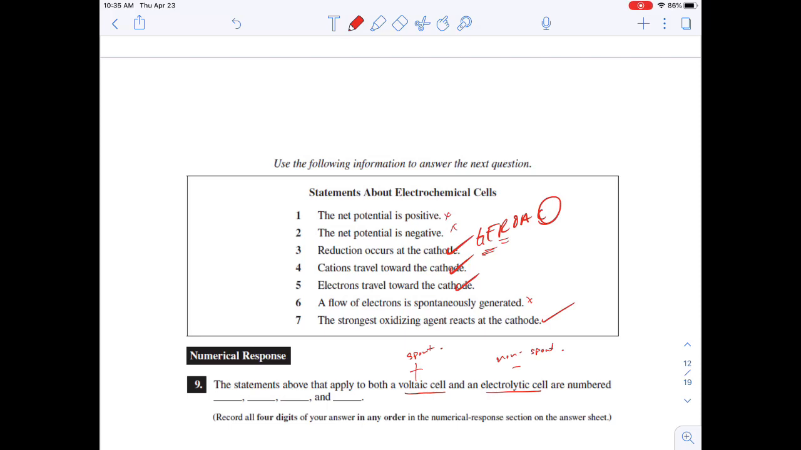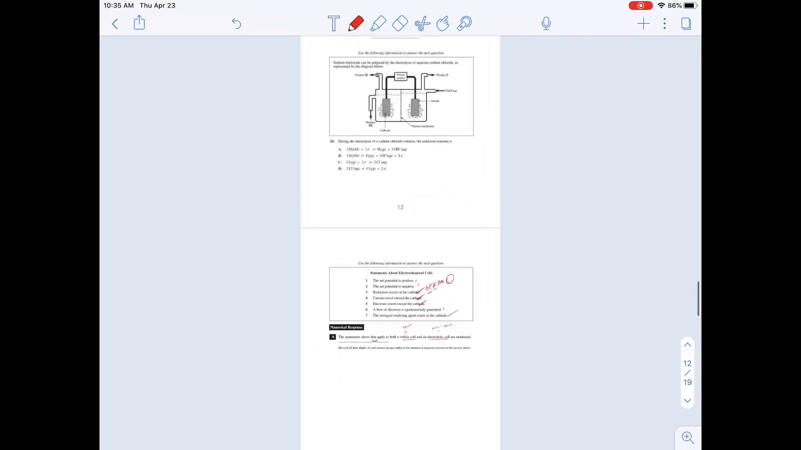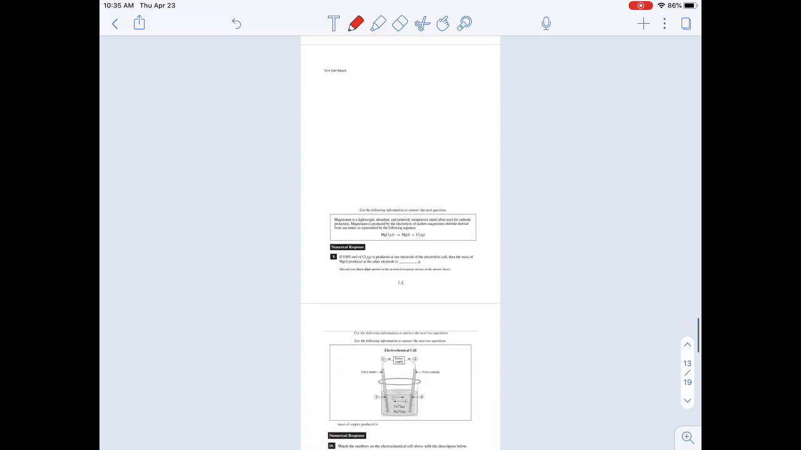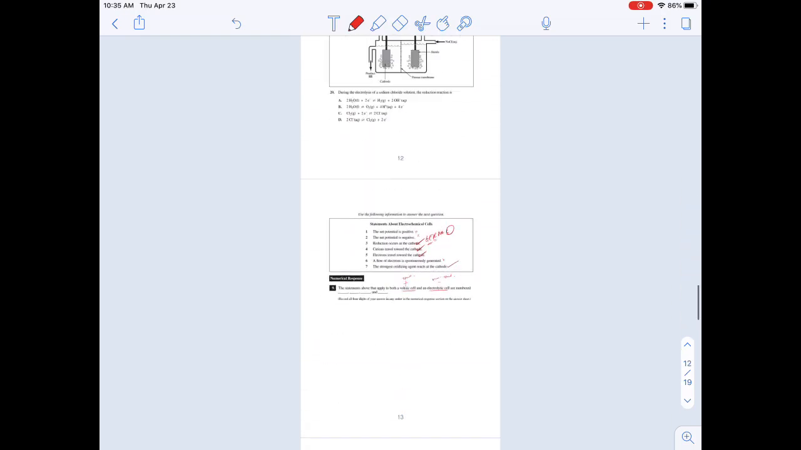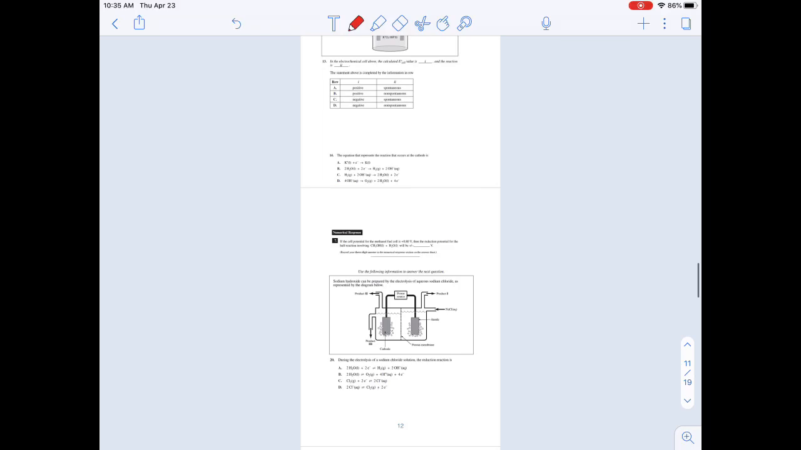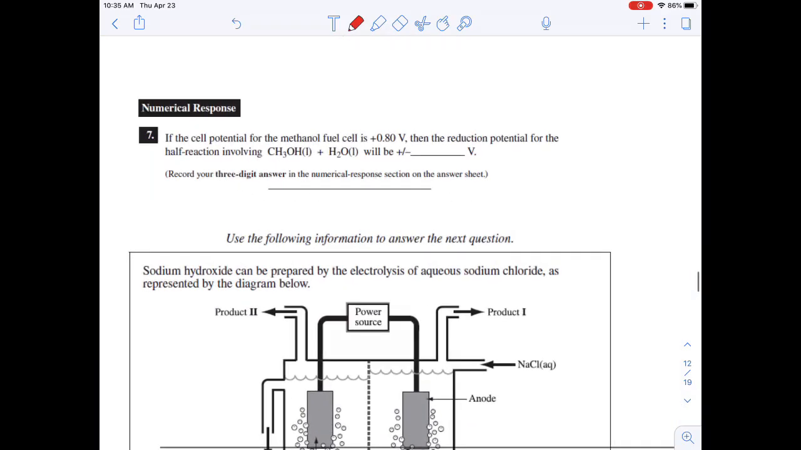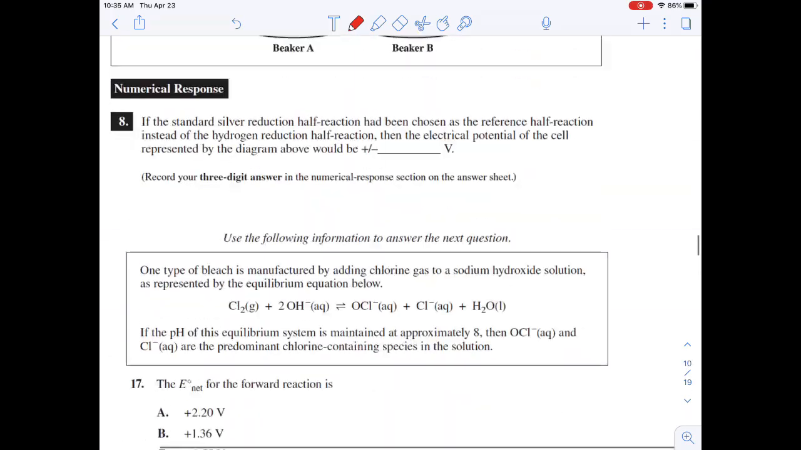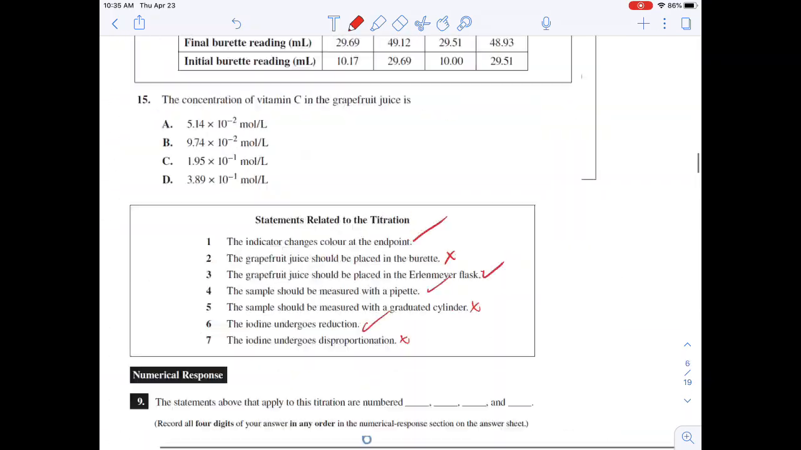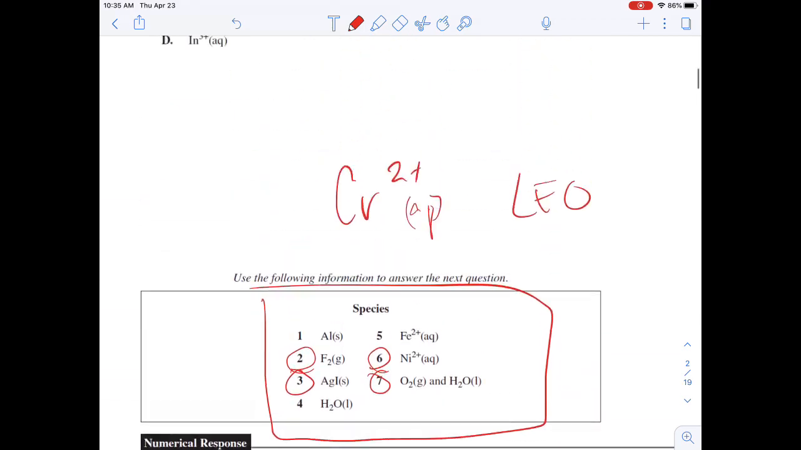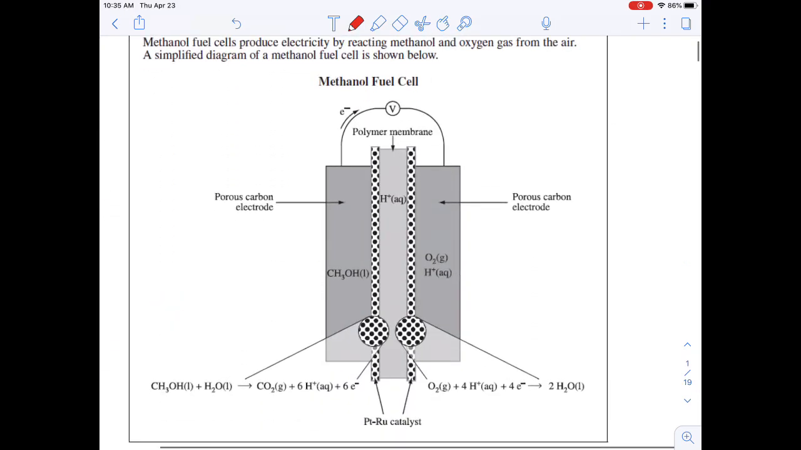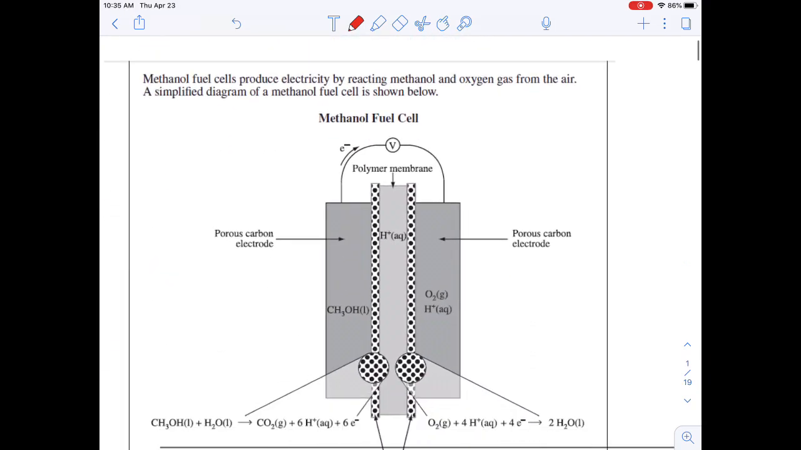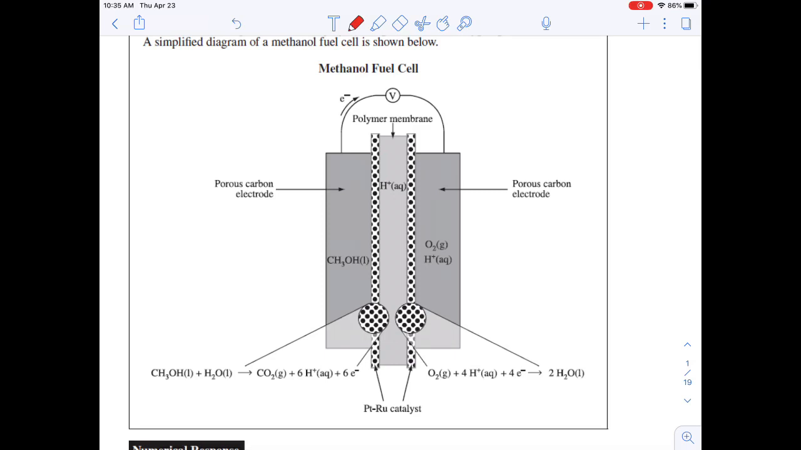I think that that's almost all the questions. There is a calculation question for the methanol fuel cell. This question does not have enough information. The information that's missing from it is here. So you need this information from the very start of the test to be able to answer that methanol fuel cell question. Hope this helps.